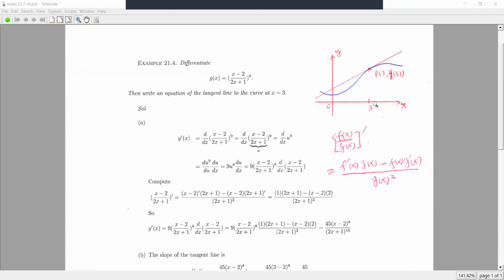Suppose point 3 is here. Correspondingly, the point on the graph is point P. The x-coordinate of point P is 3. The y-coordinate is the function value at the point 3. At this point, there is a tangent line, and we need to write down the equation of this tangent line.